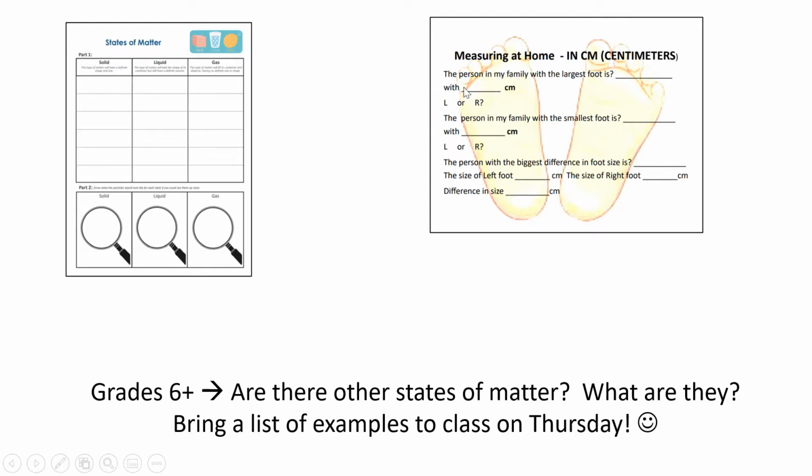I want you to measure everybody's feet in your house: your dog's foot, your cat's foot, your mom's foot, your dad's foot, I don't care, everybody's foot, your brothers, your sisters. You are going to put down the person in the family with the largest foot. And then you're going to put down how many centimeters that person's foot is, and if it's the left foot or the right foot, because you have to measure both of them. And I want you to be able to see that our feet are not all the same size.